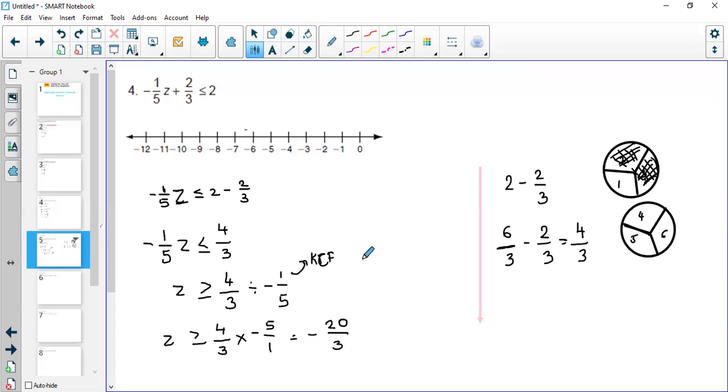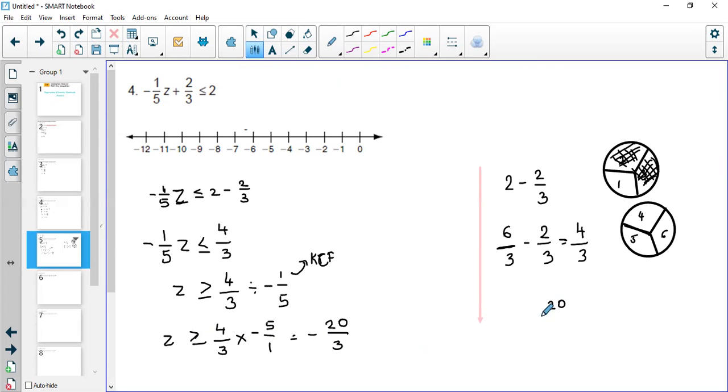Now, we need to draw this on the number line. We don't have negative 20 over 3 on the number line. So what we are going to do is change this into an improper fraction, I mean, into a mixed number. So how do you think you're going to change this into a mixed number? We are going to divide it.